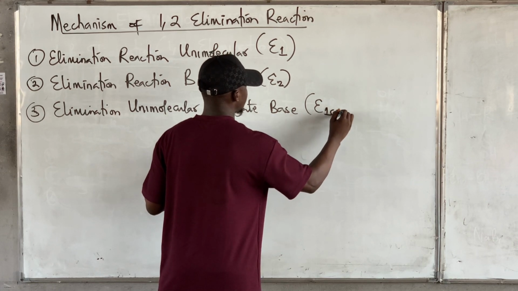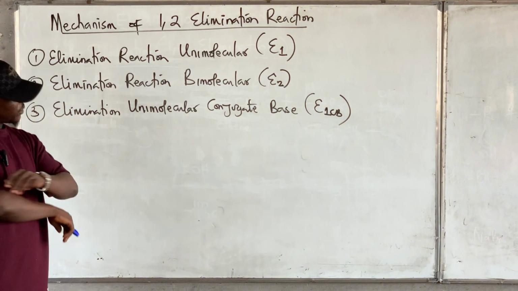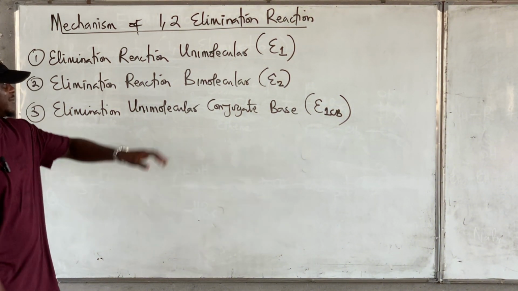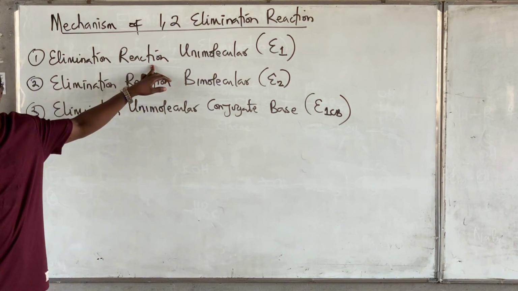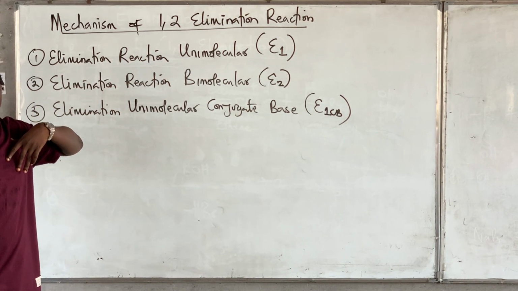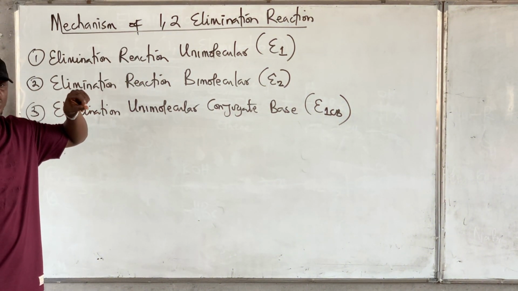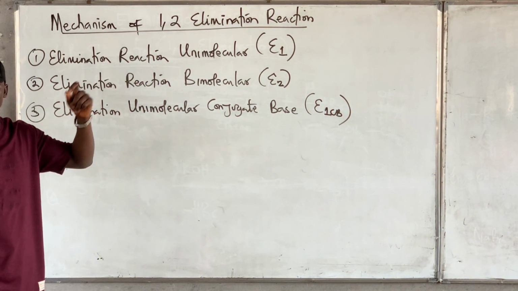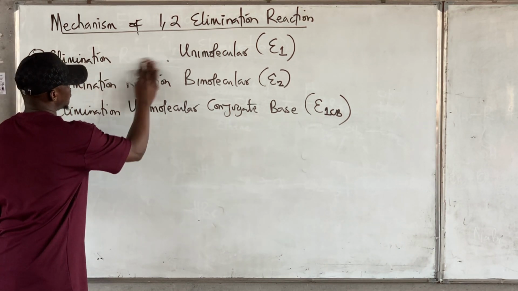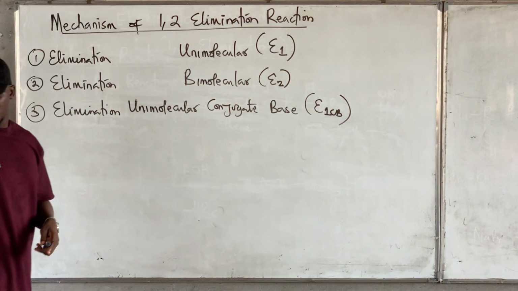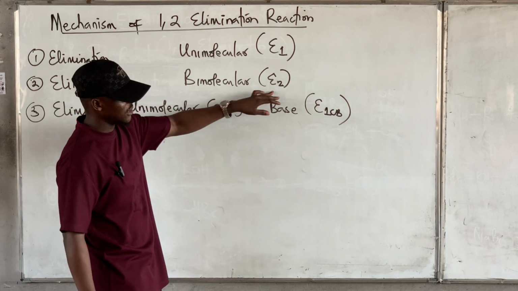Where did they stop in this mechanism? Did they treat all three of them? So we have elimination unimolecular. Most times I don't put the word reaction. I just say elimination unimolecular. You might decide not to put it; it doesn't really matter. It's like when we said SN1, substitution nucleophilic; I did not say substitution reaction nucleophilic. Do you understand? So it's more like elimination unimolecular E1, elimination bimolecular E2. Please put down.